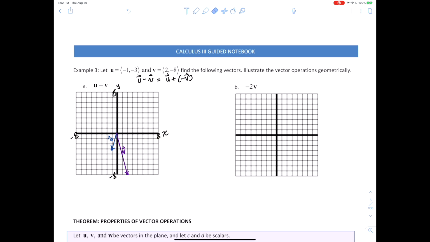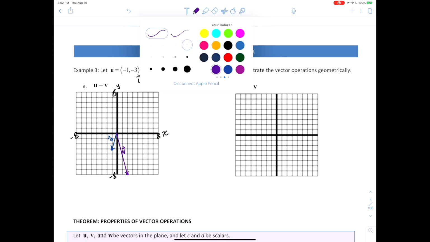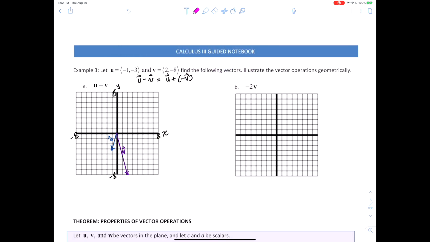So let's go ahead and do the opposite of V. I guess I'll do that in a little different color. The opposite of V is going to be 2 to the left and then 8 up. Right, so that's our -V. Now, when you're adding, what happens is you end up making a parallelogram. Gotten our picture going, right?